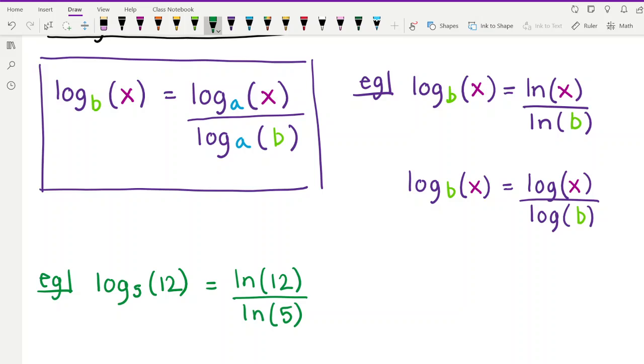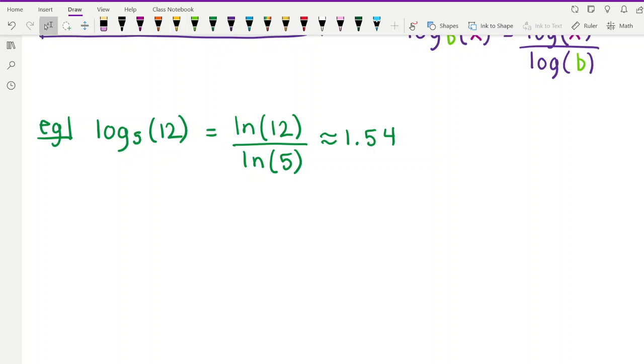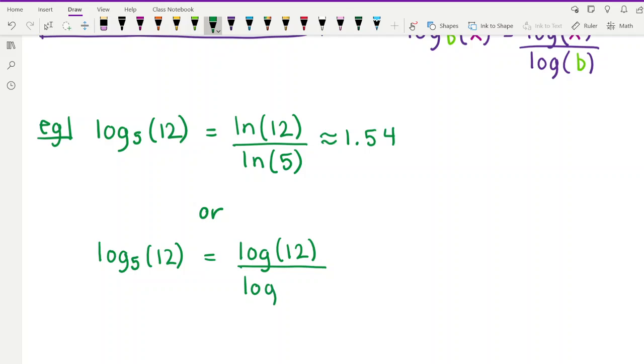And so if you type into a calculator ln of 12 divided by ln of 5, you'll see that you get approximately 1.54. You could also change it into being log. It's really up to you which button you want to use on your calculator. For some reason, I feel like I'm biased towards ln, but really you'll get the same answer either way. So you could also use the log button, and in that case, you would be doing log of 12 over log of 5. And if you type that into your calculator, you'll get the same exact result.